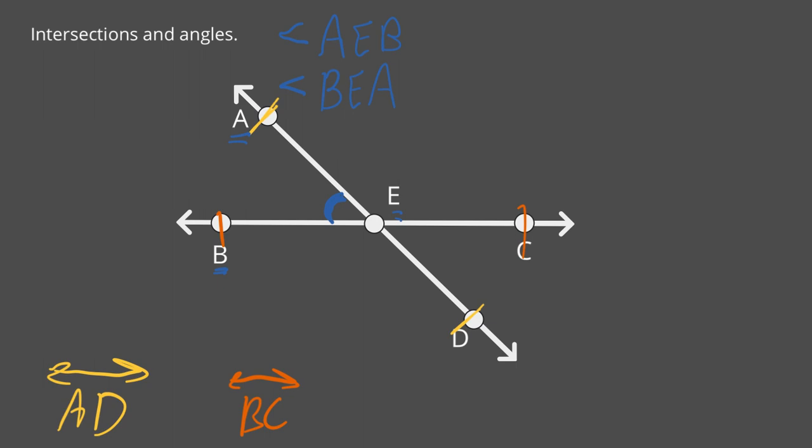On the other side of point E, which we will do in black, can be labeled angle CED, or angle DEC.